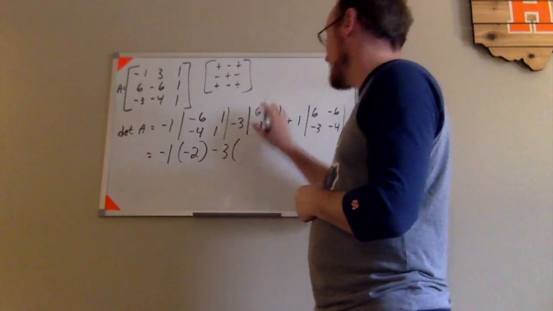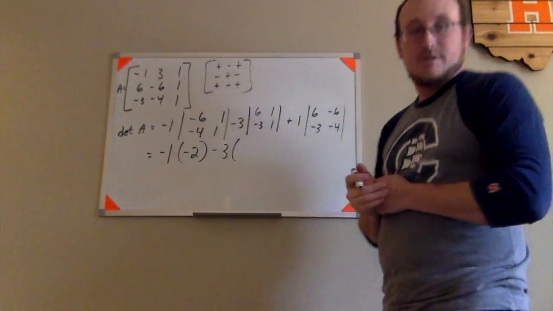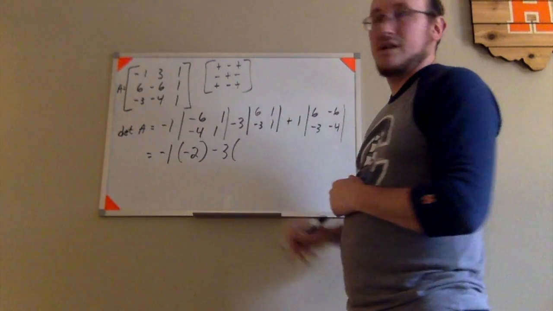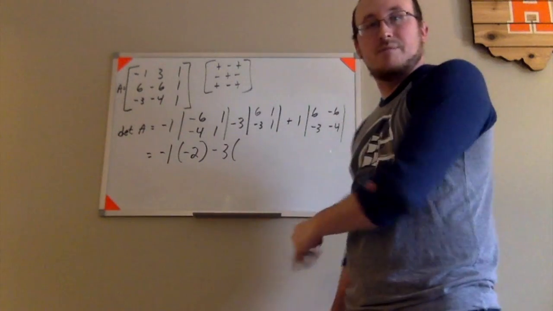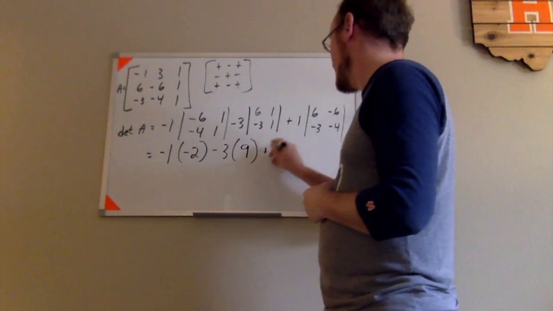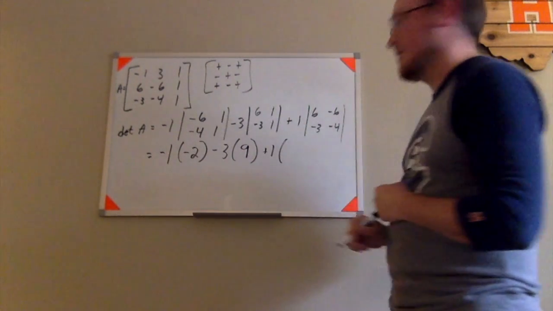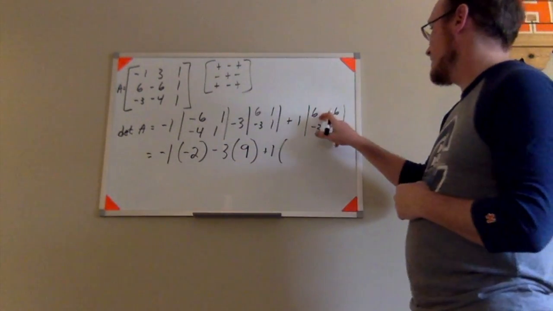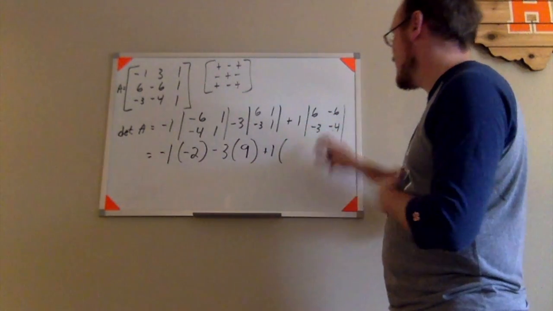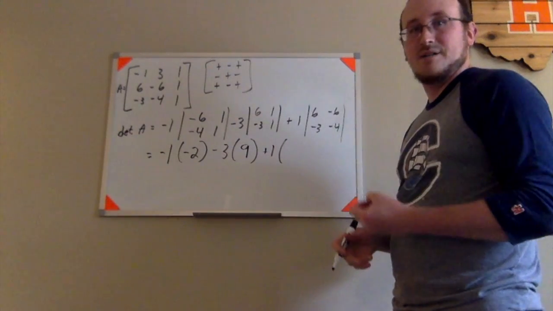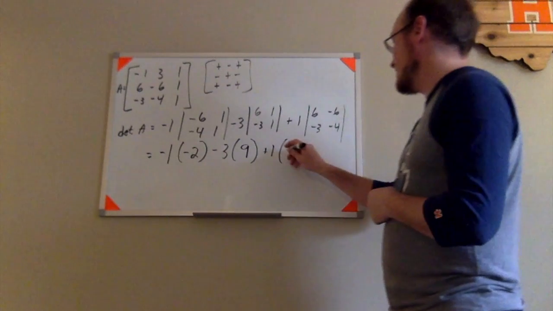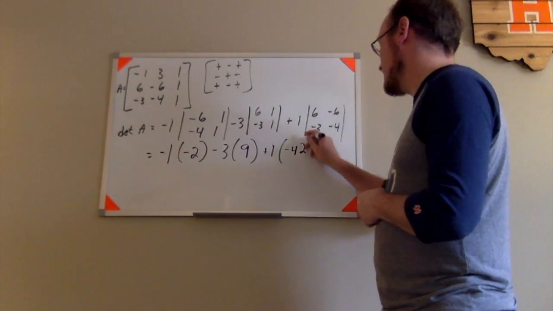I have -3 times this 2x2 determinant. 6 times 1 is 6, and then minus -3. 6 minus -3 becomes 6 plus 3, which is 9. And then 1 times this determinant over here. I have 6 times -4, which is -24, and then minus -3 times -6 is positive 18. So I have -24 minus 18. That should leave me with -42.